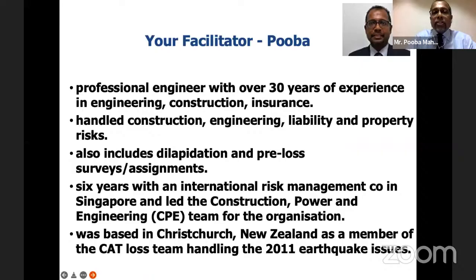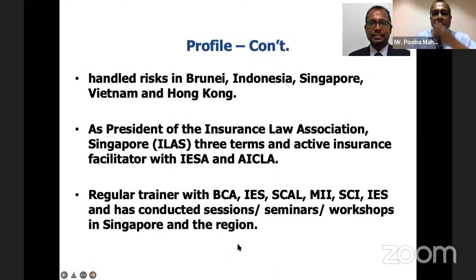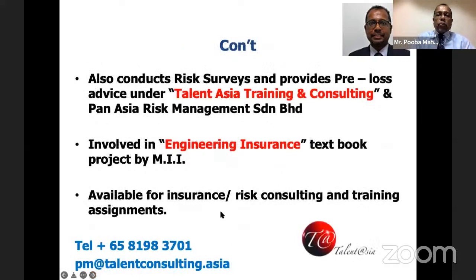Briefly, just to mention my background, Mr. Alok did mention it, but this is a brief slice about my involvement in projects and insurance and risk work. I've been involved in various project risks in the region. I was the president of the Insurance Law Association in Singapore, ILAS. In the last 6 years, we have been involved mainly as a risk consultant looking at project-related issues, risk surveys, and providing training.